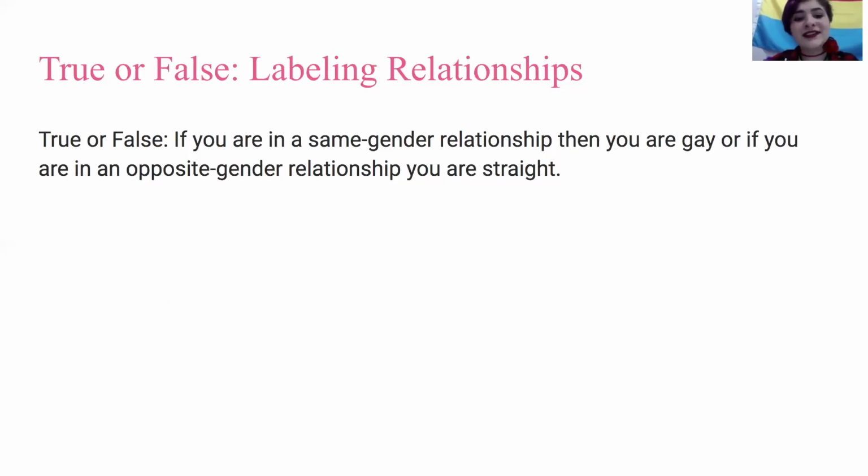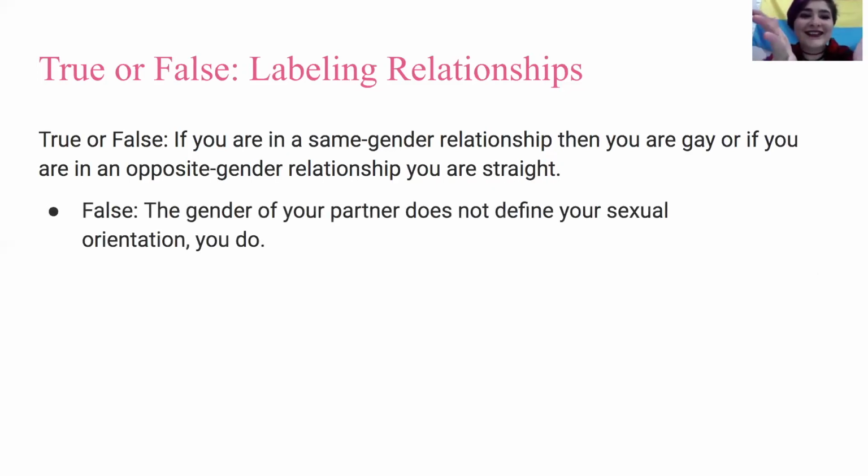True or false, if you are in a same gender relationship, then you are gay, and if you are in an opposite gender relationship, you are straight. Oh my gosh, everyone who's not participating, whoa, we have so many answers. It looks like the answers are split 50-50. And the real answer is false. The gender of your partner does not define your sexual orientation. You do.